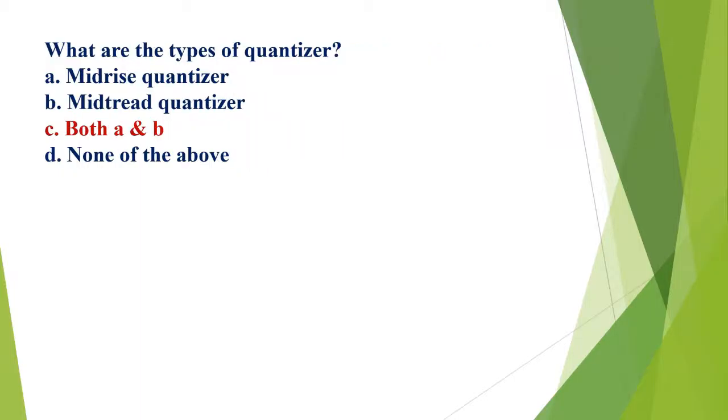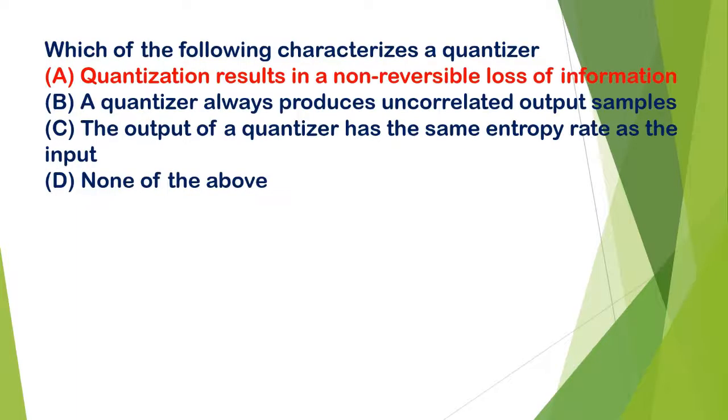Non-uniform quantizer. What are the types of quantizer? A. Mid-riser quantizer, B. Mid-tread quantizer, C. Both A and B, D. None of the above. And the correct option is C. Both A and B.